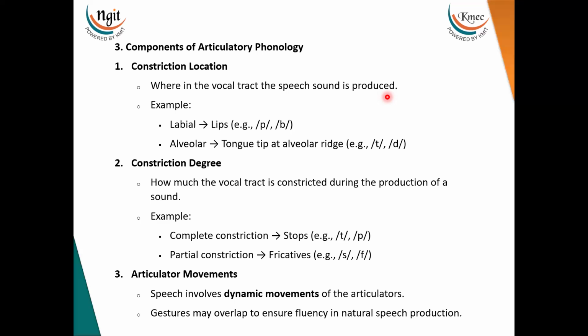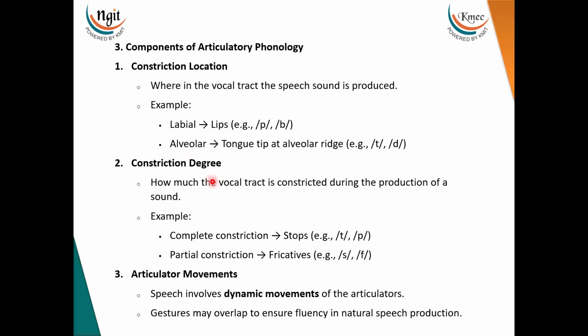For example, labial sounds, that is P or B. Next is alveolar sounds, where the tongue tip is at the alveolar ridge, that is words which have T or D. When you pronounce these, you will observe the tongue tip touching the alveolar ridge. For labial sounds, both lips touch together when we speak. For example, if you say parrot, definitely both your lips have to touch.